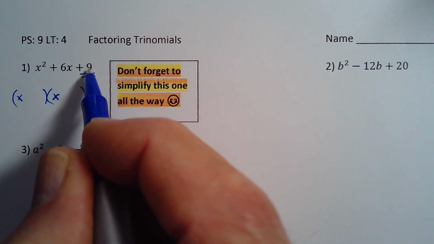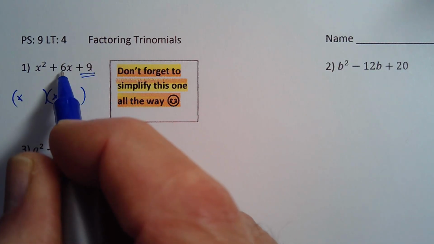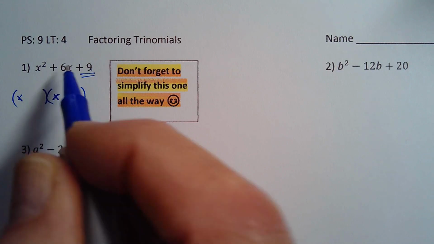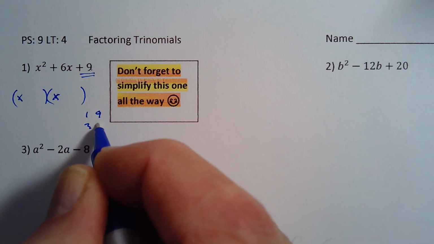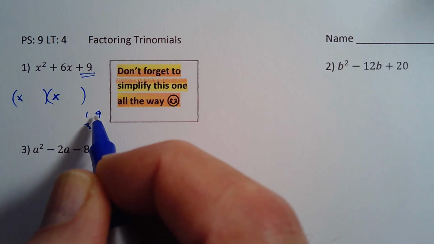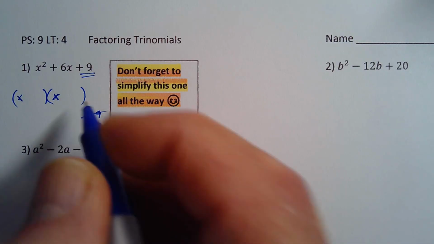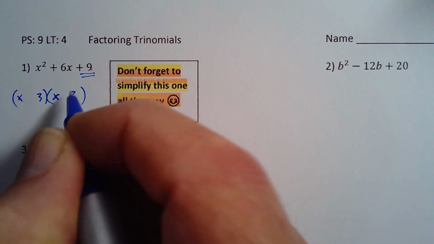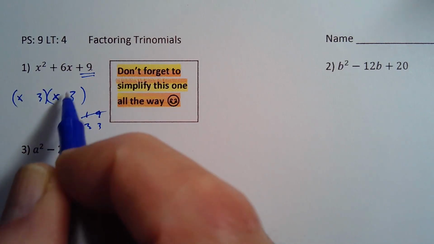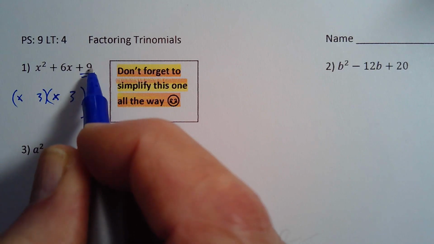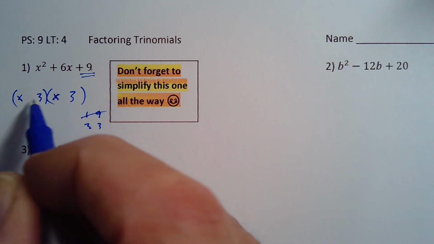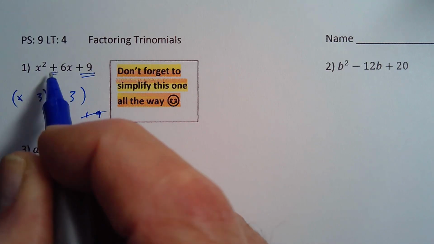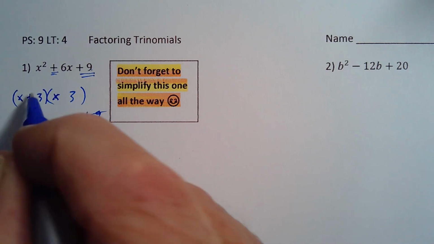And now what times what makes 9 that adds up to be 6? And so I have my 1 and 9, two factors, and I have my 3 and 3. 1 and 9 would not make 6, so that one's out. 3 and 3. What should the signs be here? This is a positive 9, so that tells me that both of these linear binomials would have the same sign, and then this positive sign here tells me they'd both be positive.